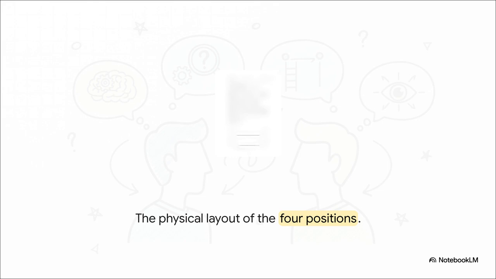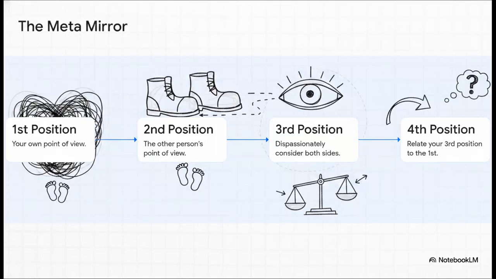You're literally going to want to grab some pieces of paper or sticky notes and lay out 4 separate spaces on the floor to mark these spots. First position, second position, third position, and a brand new fourth position off to the side. You will physically walk through these steps.